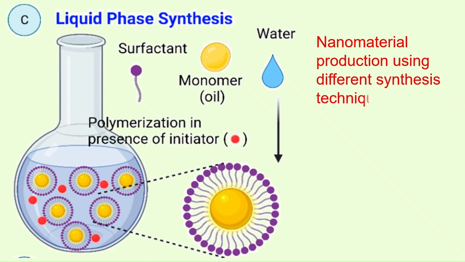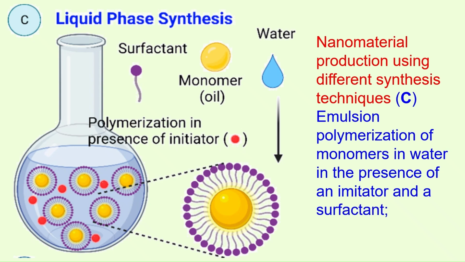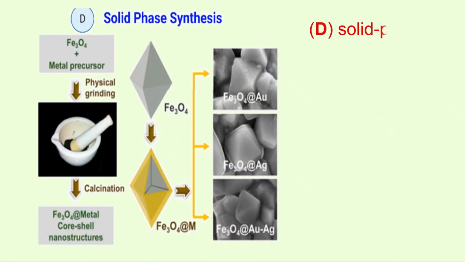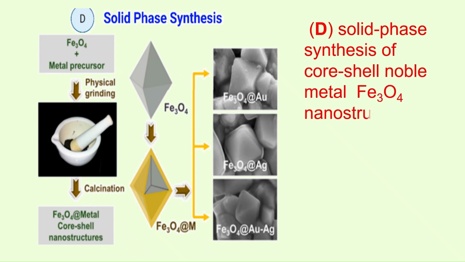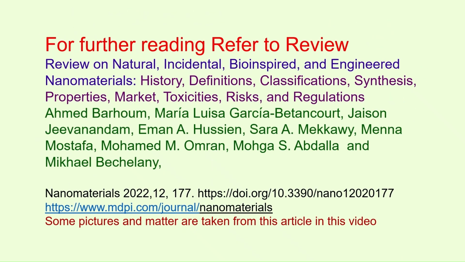Nanomaterial production using different synthesis techniques. C. Emulsion polymerization of monomers in water in the presence of an initiator and a surfactant. D. Solid phase synthesis of core-shell noble metal Fe3O4 nanostructures. For further reading, refer to the following review article.